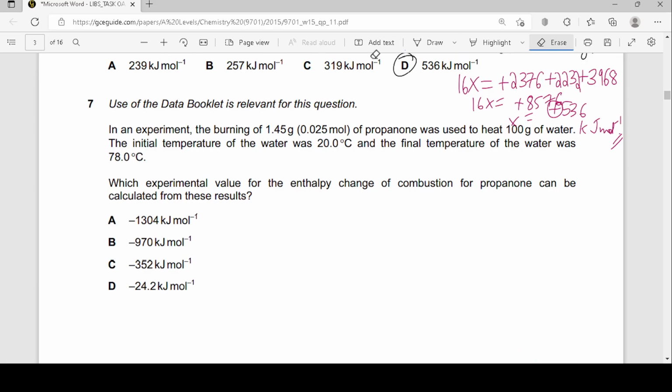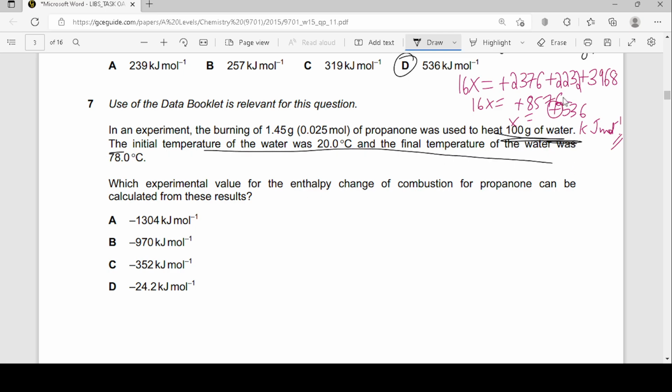Use the data booklet is relevant for this question. In an experiment, the burning of 1.45 grams, 0.025 moles, they've conveniently given me the moles value already, of propanol was used to heat 100 grams of water. The initial temperature of the water was 20 degrees Celsius and the final temperature of the water was 78 degrees Celsius. Which experimental value for the enthalpy change of combustion for propanol can be calculated from these results?